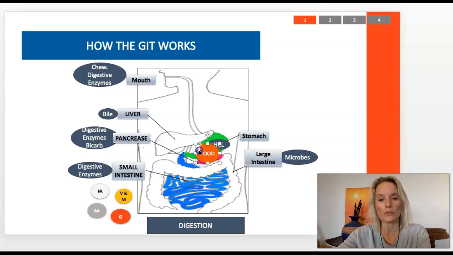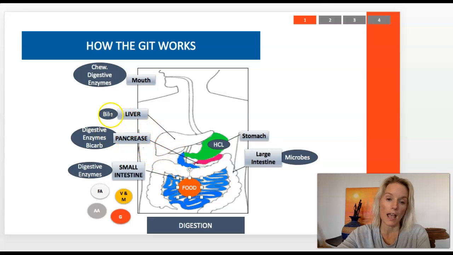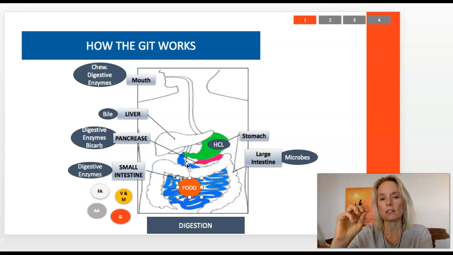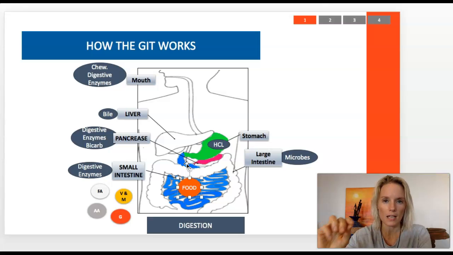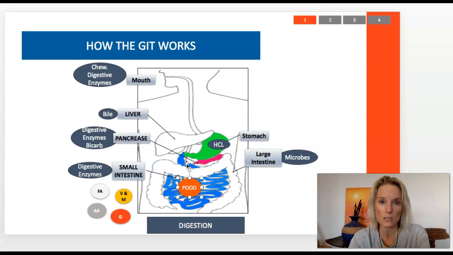And then the food will move down into the small intestine. When it moves into the small intestine, digestive enzymes as well as bile get released. But there's a certain amount of digestive enzymes and bile that will get released due to an acidic environment. So if your hydrochloric acid is ideal, you'll produce hopefully enough digestive enzymes and bile to break down that food.